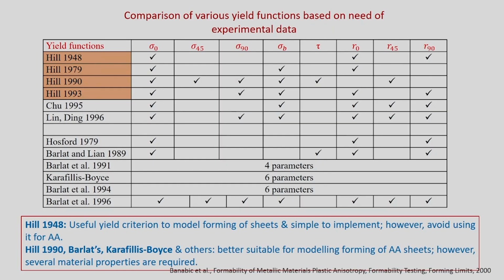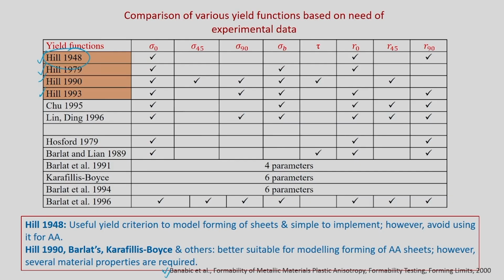There are a lot of other yield functions. We have seen only Hill 1948, 79, 90 and 93. Hill 1948 has been described a little elaborately, and the other 3 cases are discussed minimally, to what is actually required for us with respect to their characteristics and merits and demerits. This particular table, I took it from this particular book. We redrew this table, and it tells you the different yield functions available plus what data are required if you want to use each yield function.